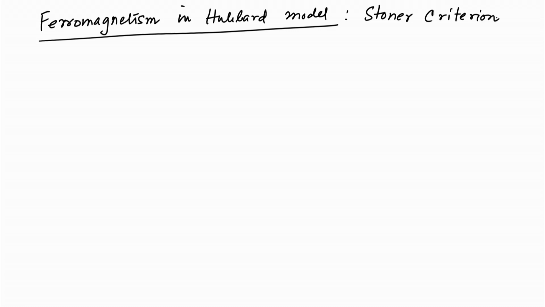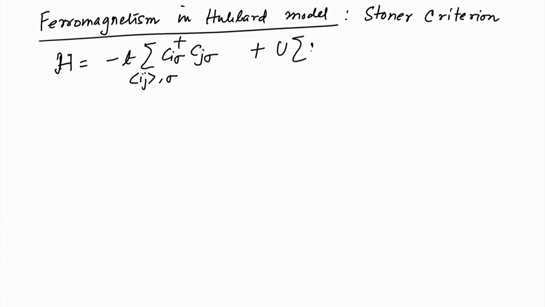All right. So, what was the interaction term? We will write down the Hubbard Hamiltonian once more, which is minus t c_i sigma dagger c_j sigma, with a sum over i, j which are nearest neighbors and a spin sigma, plus U n_i up n_i down, with a sum over i.